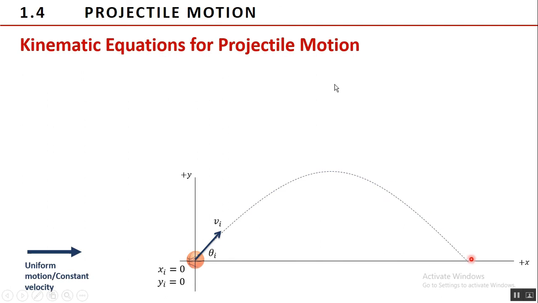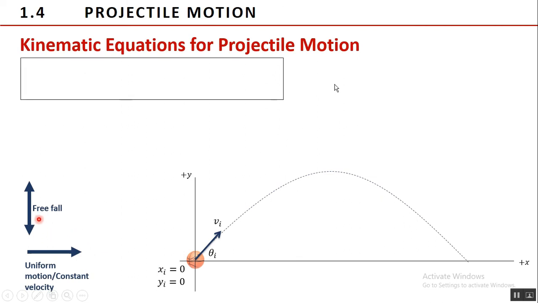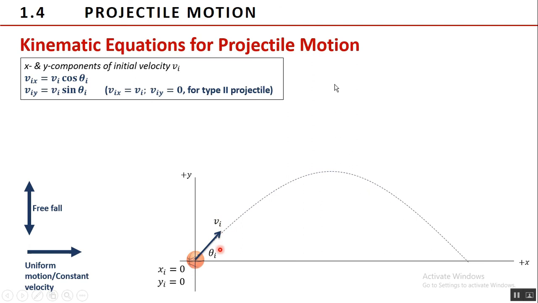We mentioned a while ago that a projectile moves horizontally at constant velocity and it follows free fall motion on the vertical axis. In analyzing any type of projectile, the initial velocity should be resolved into x and y components using the initial angle. To do this, we will use sine and cosine functions. The x component of the initial velocity is v sub i cosine of theta sub i, while the y component is v sub i sine of theta sub i.